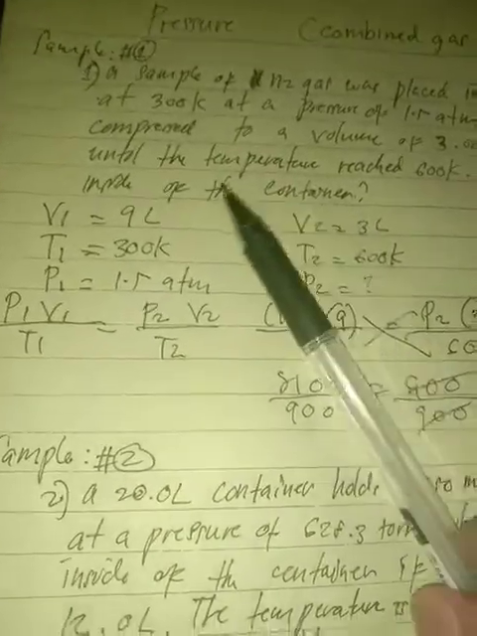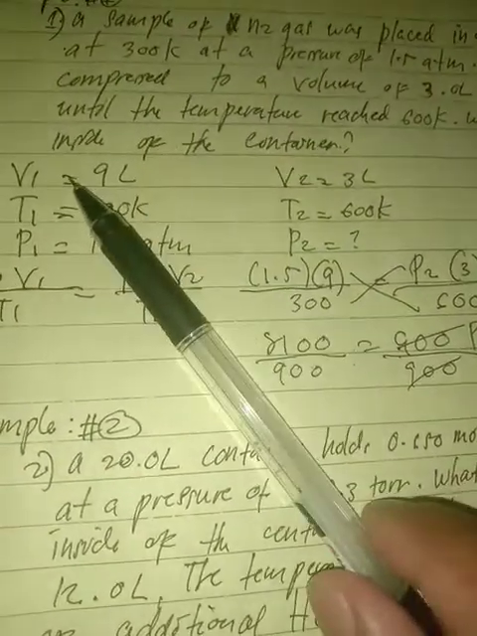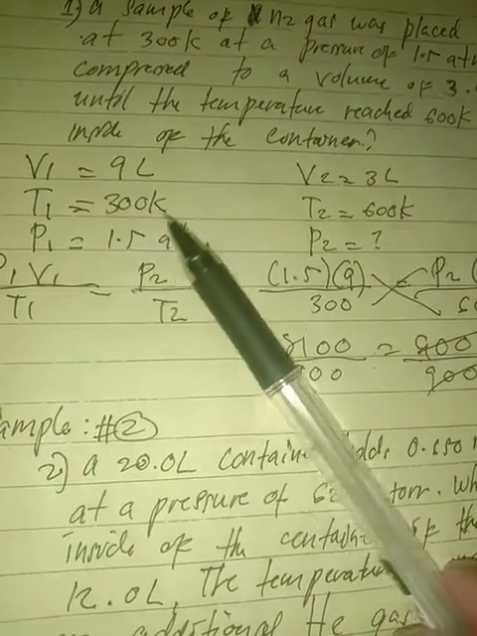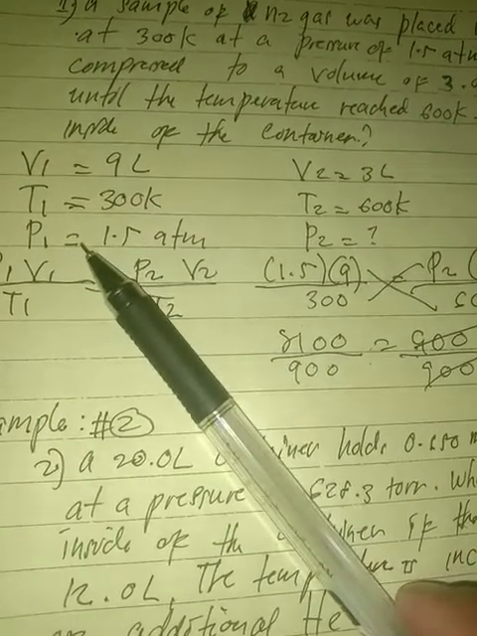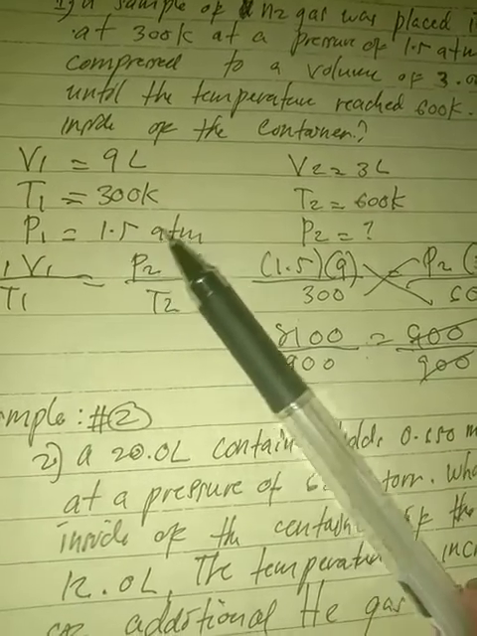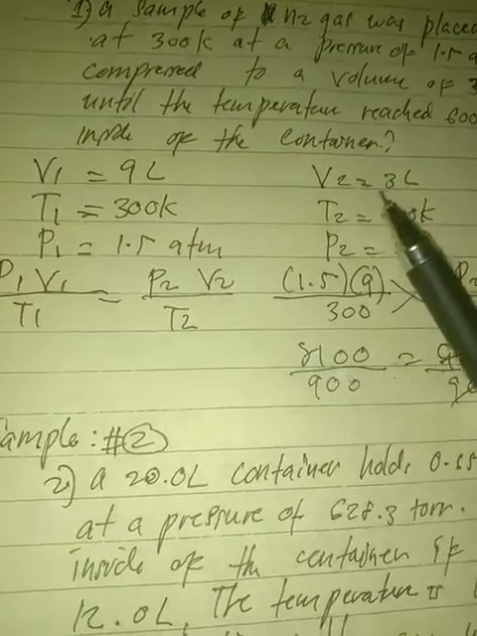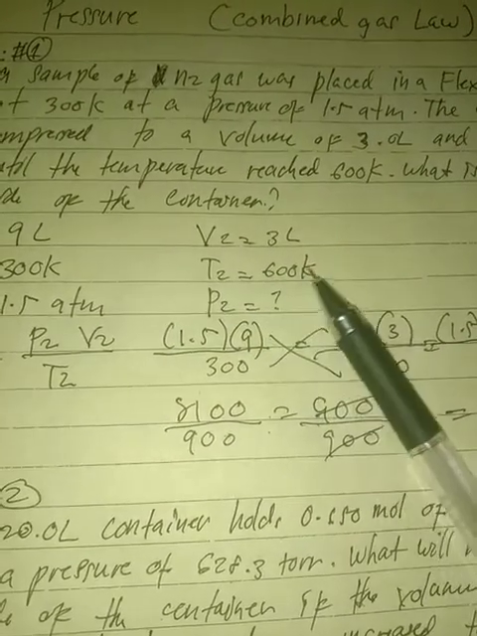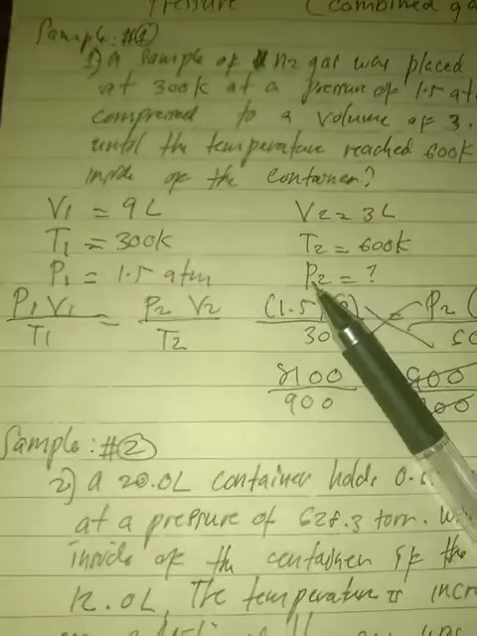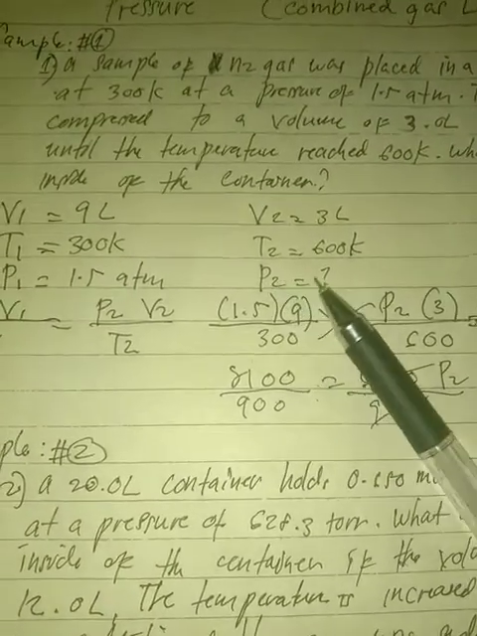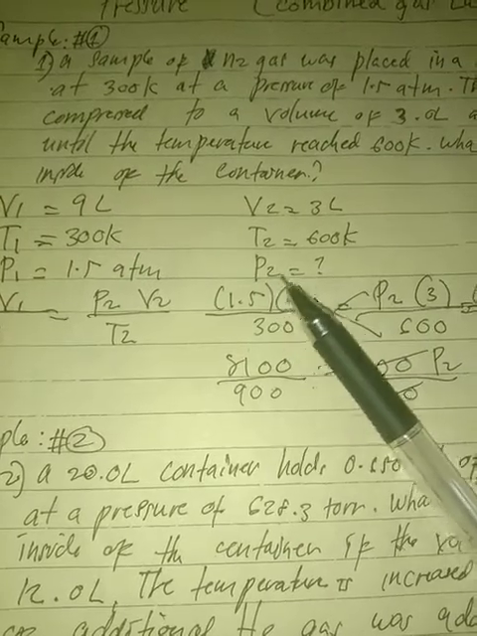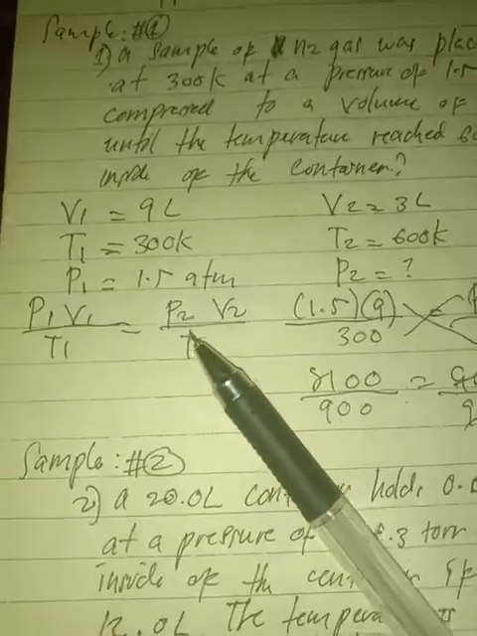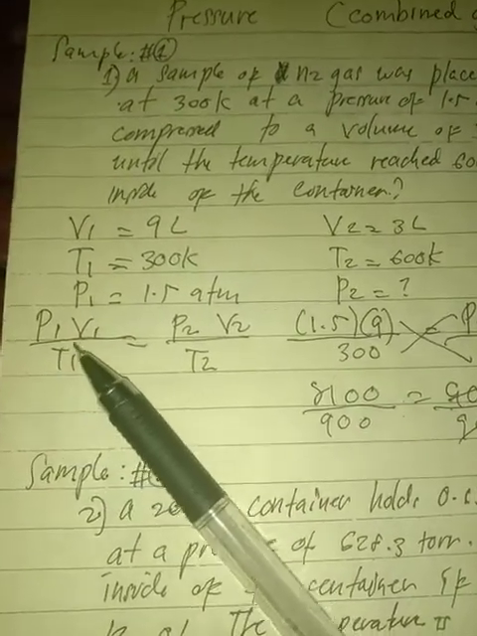So now let's find first the volume 1, 9 liter. Our T1 is 300 Kelvin. Our P1 or pressure 1 is 1.5 atm. Then our volume 2 is 3 liters, and then our T2 is 600 Kelvin, and our P2 is unknown. So we are going to find the value of P2. P2 means pressure, second pressure. So now we are going to use this equation or formula.